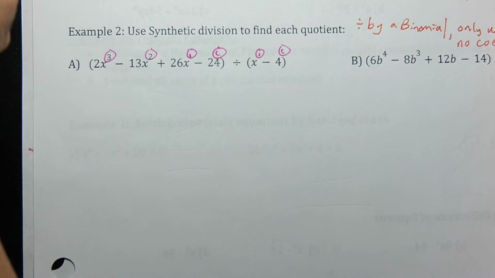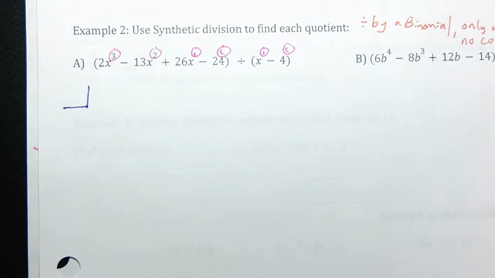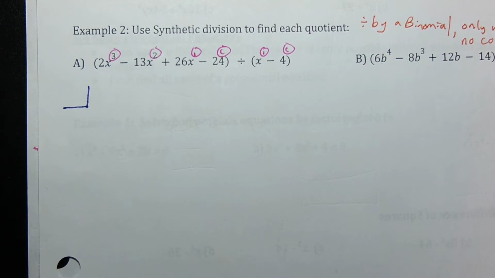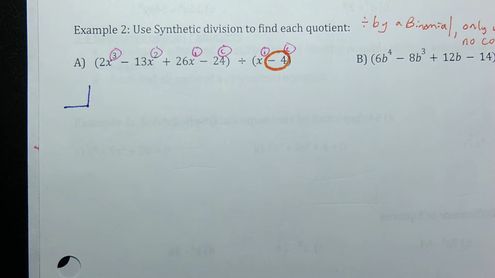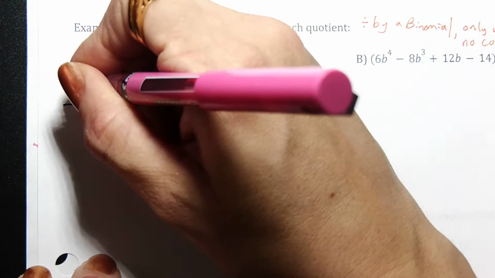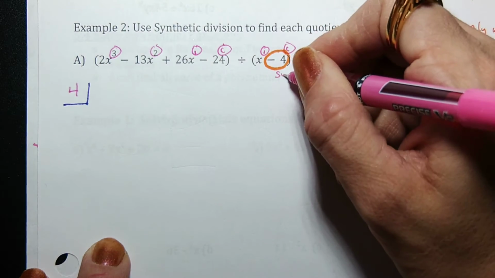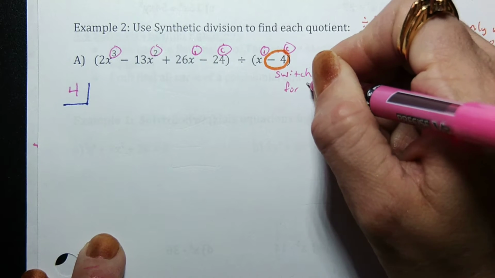So folks, long division has the dividing house, synthetic division has the box. So we're going to draw a little box like this. What goes in the box is the constant number part of the divisor. We switch its sign. So if it's -4 in the divisor, it's +4 in the box. So switch sign for box.